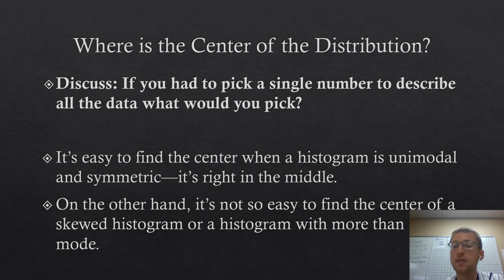Well, it's easy to find the center when a histogram is unimodal and symmetric, right? It's just in the middle of our graph. But on the other hand, it's not so easy to find the center if we have a skewed histogram or a histogram has more than one mode.